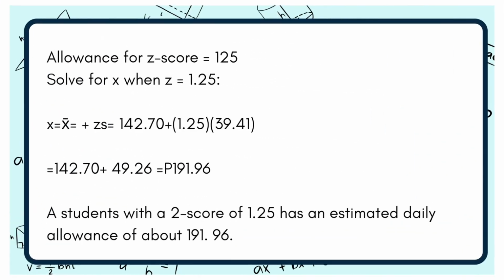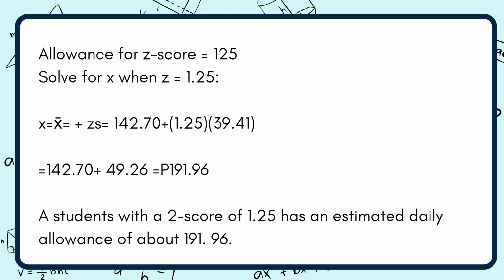The last slide, allowance for a z-score equal to 1.25. What we are doing here, we know the score is 1.25 and we want to find out what allowance amount matches the score. In step 1, the formula to find the amount. X equals the average plus the score times how spread out the numbers are.